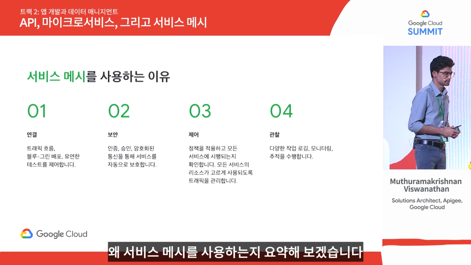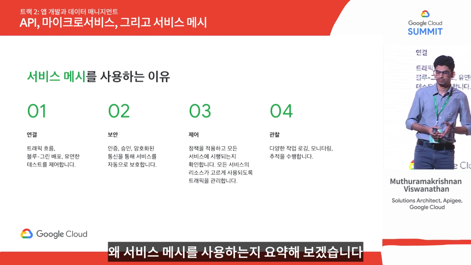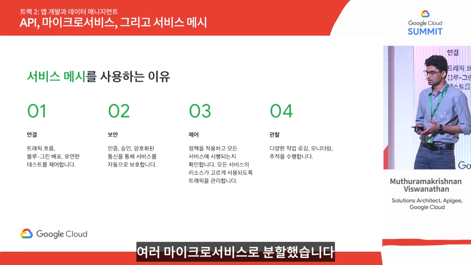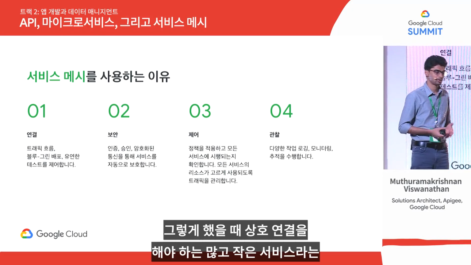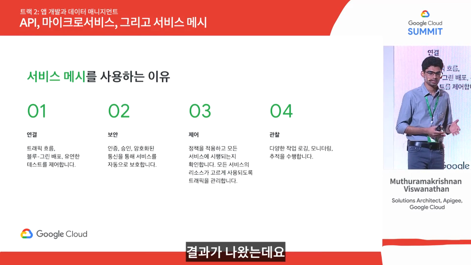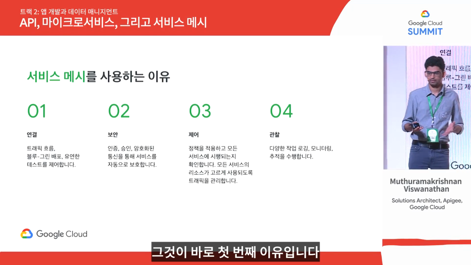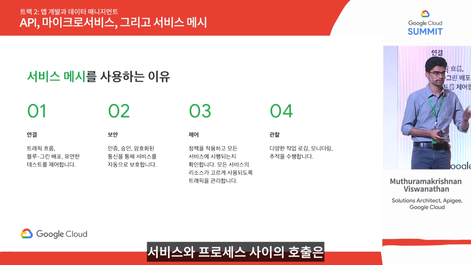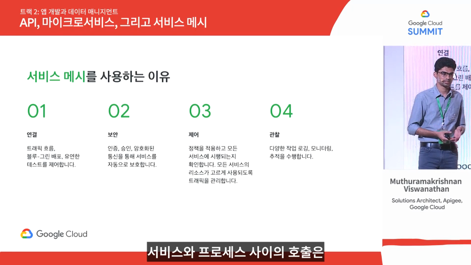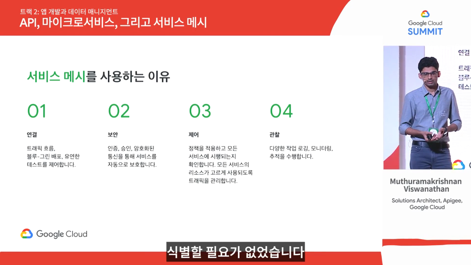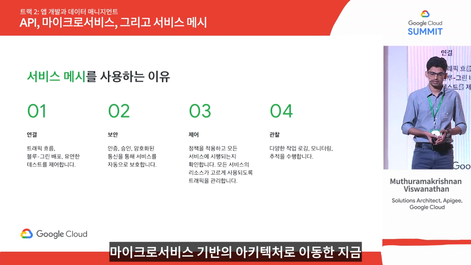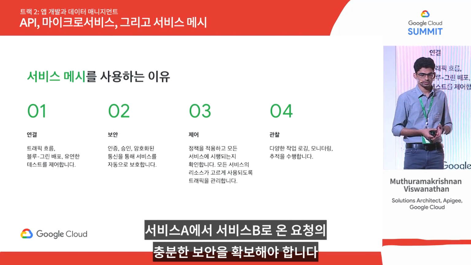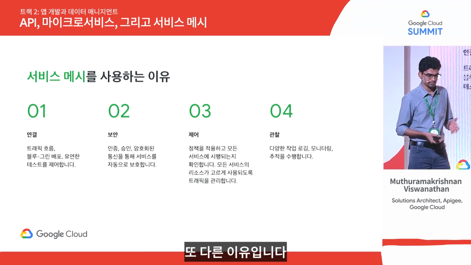So just a quick summary of why use a service mesh. We started with taking a monolith and breaking it down into multiple microservices. When we do that, we end up with lots and lots of small services that need to be connected together. That's the first point. The second thing is that in monoliths, the calls between services were inter-process, and there was no need for authentication. Now we move to a microservice-based architecture, and we need to make sure that the calls from service A to service B are secure enough. So that's another reason we use a service mesh.